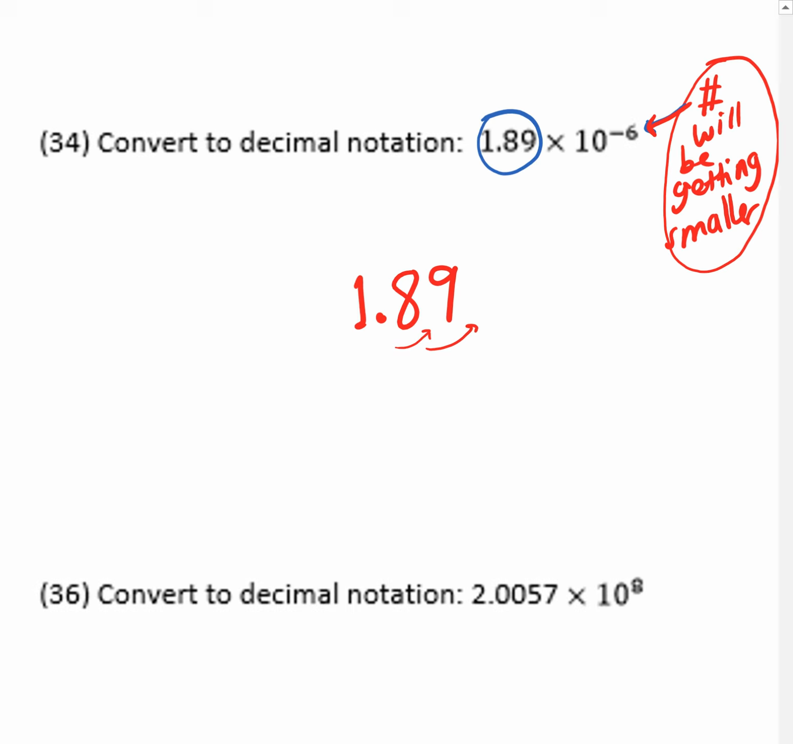Like if I move it twice, that's 189. If I move it 3 times, that's 1,890. So as I move it to the right, it's getting bigger, but since it's a negative exponent, I should be getting a smaller number. That's how I know I need to move it to the left 6 times, whatever that number is, -6. So yeah, I have a bad memory, so I don't really remember which way to move it. I just think about it and say, which way would make it smaller because I have a negative exponent.